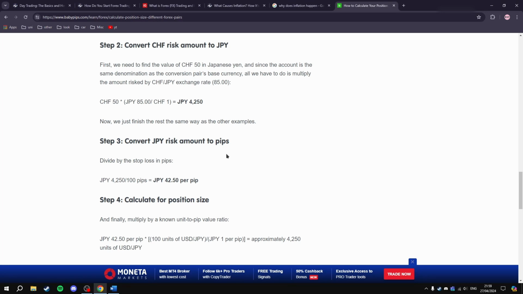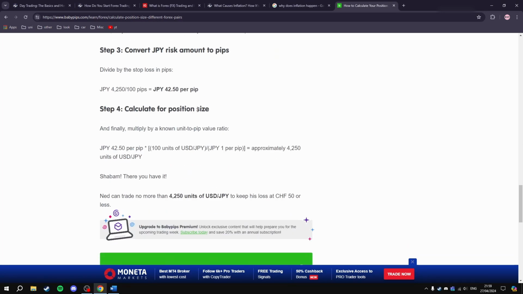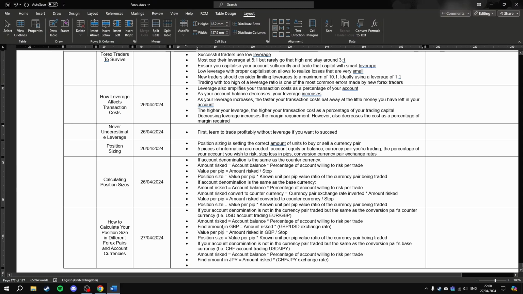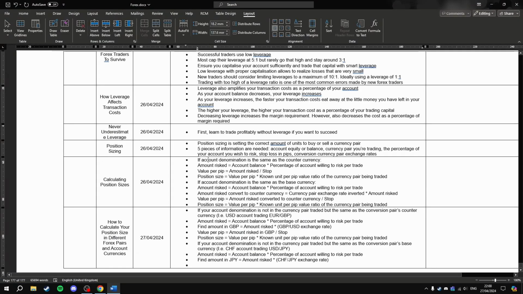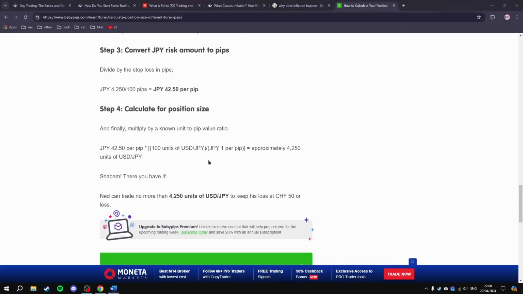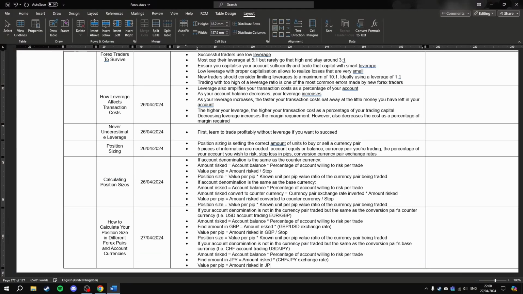Now we just finish the rest the same way as the other examples. Step 3, convert JPY risk amount to pips. So then it's to find value per pip. Value per pip is equal to amount risked in JPY divided by stop.